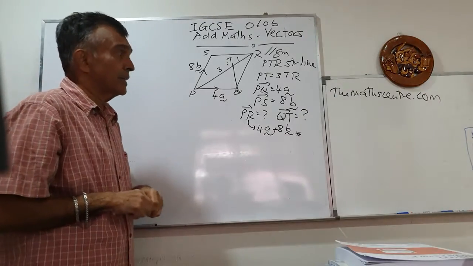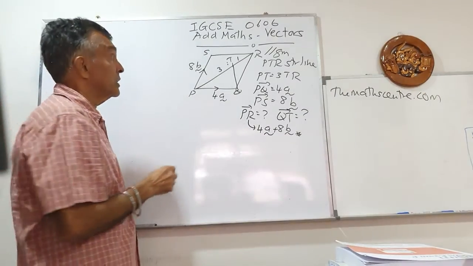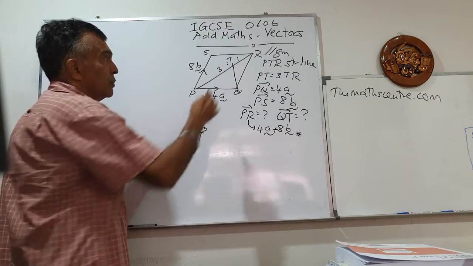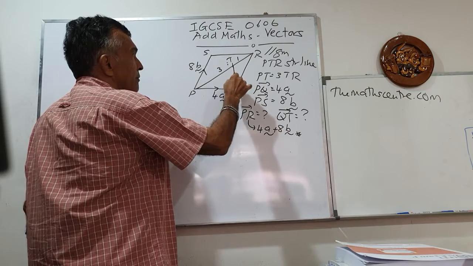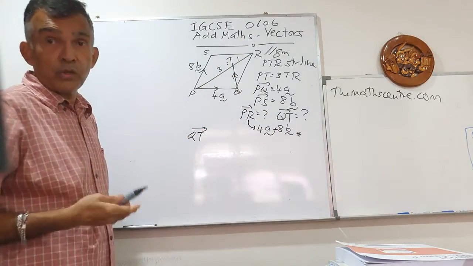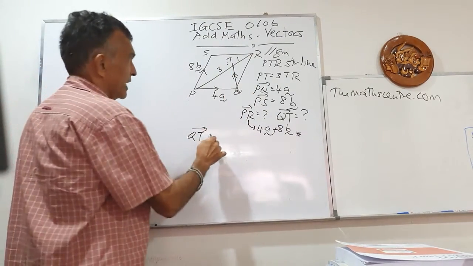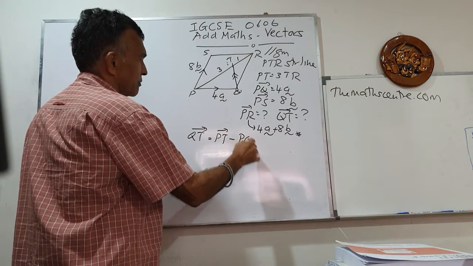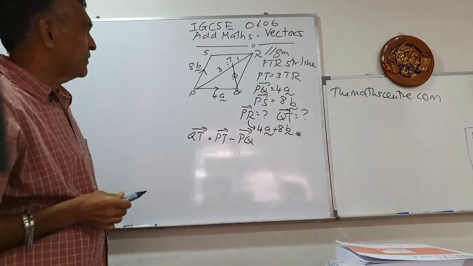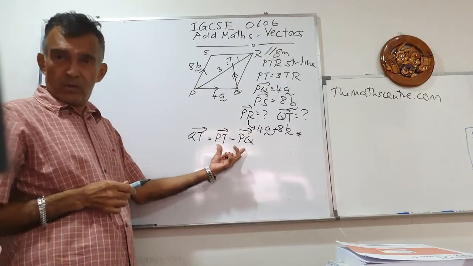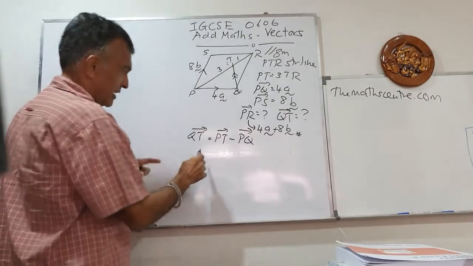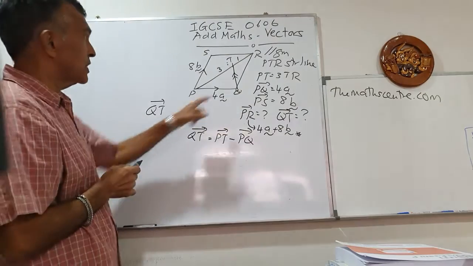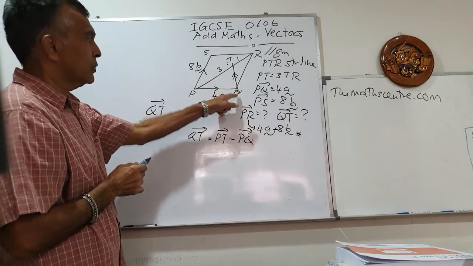So now, in the second part of the question, they want vector QT. Okay, vector QT. So this is vector QT. We are going to use the triangle law, and that will be PT minus PQ. If you find this a little bit hard to get, think about it. Let's rewrite that. So QT, I want to go from Q to T. So what do I do? I go from Q to P.